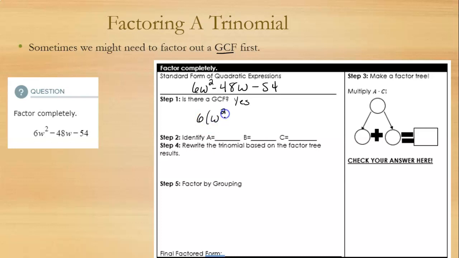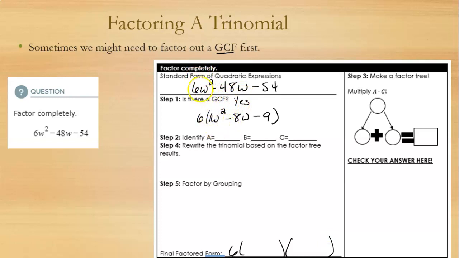So that becomes w squared, because 6w squared divided by 6 is w squared. Negative 48w divided by 6 is negative 8w. And negative 54 divided by 6 is negative 9. 6 is now one of my factors. At the end, I will have the 6 in my answer. Other than that, I'm not going to worry about it.